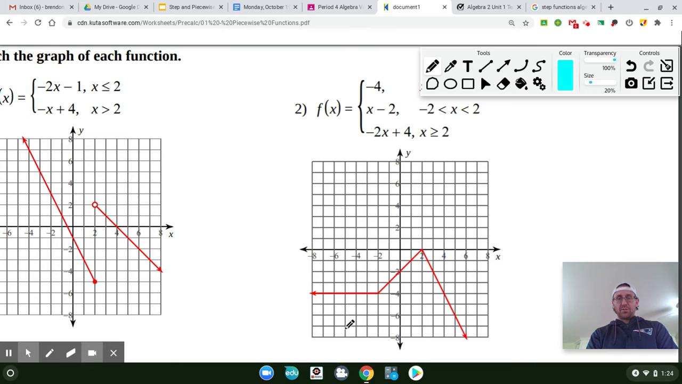This line should look like this, but it only wants us to keep it from 2 to negative 2. We're only keeping it from there to there. And this line was make a point at 4, go down 2 over 1, down 2 over 1. So this graph was supposed to look like this, but this piece is missing.